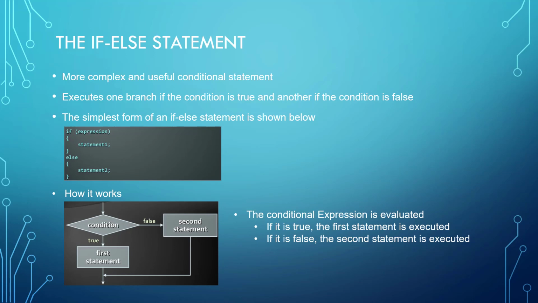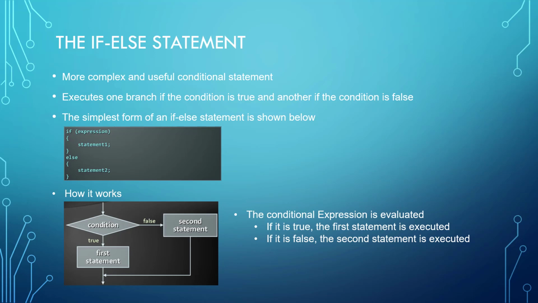So that was the if statement. Now, more commonly in code, you will see an if-else statement used. Now, this construct is a little bit more complex, but it's a more useful conditional statement. So what happens is it executes one branch of code if the condition is true, and another branch if the condition is false. See, in our previous example, if it evaluated the true, it executed the statement. If it evaluated the false, it skipped the statement. But in this case, we've got two branches.